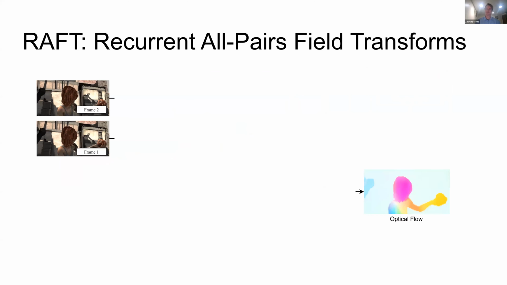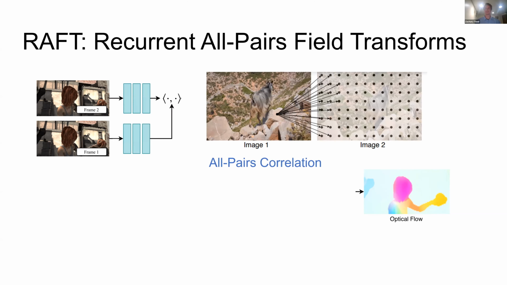So our work, RAFT, was a new type of neural network architecture for optical flow. RAFT stands for Recurrent All-Pairs Field Transforms. So we're taking two images as input and we want to produce this flow field. And as I mentioned before, in this optimization formulation, we want to create some measure of visual similarity. So we do really the simplest thing possible: we extract features from the input images, and then we simply take the correlation between every pair of feature vectors.